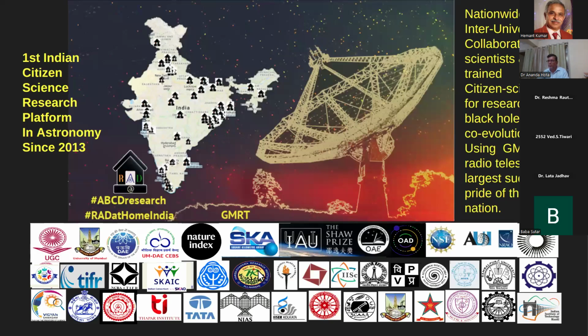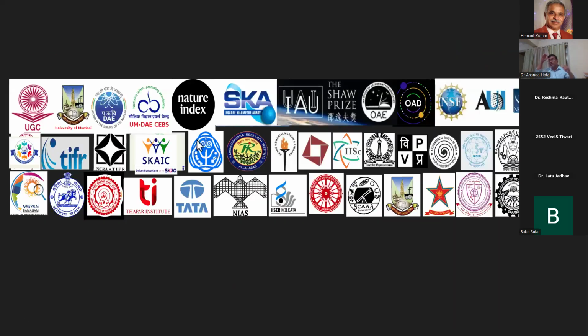So you can see a lot of logos of different institutions. All these institutions have formally, in a written way, supported the RAD HOME citizen science by organizing a workshop, by giving a press release, by appreciating us, writing an article, in various ways they have supported. So dozens of institutions have been supporting us.